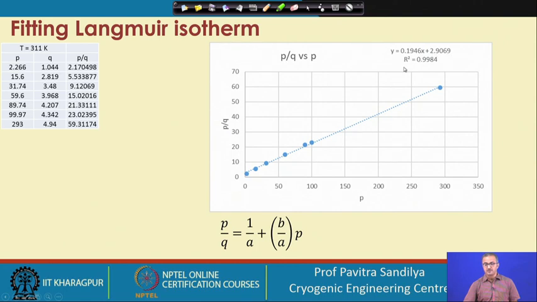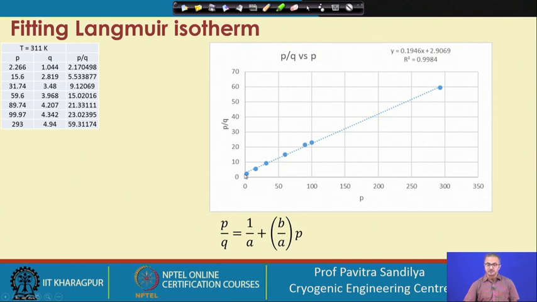Any of these you can use, and it will give you the best fit equation with the value of the correlation coefficient, and if this value goes near one, that means we are able to relate it very nicely. So, the value of the correlation coefficient tells us about the goodness of our fit, and in this case we find it is quite a good fit. We are getting a straight line, and if we take the slope of the straight line, we shall get the value of b by a, and the y-intercept will give us 1 by a.